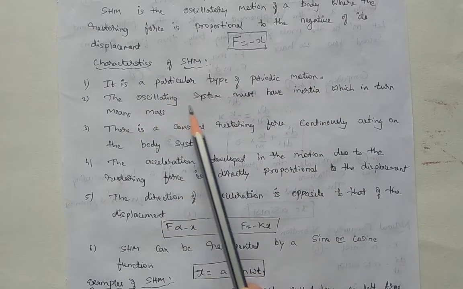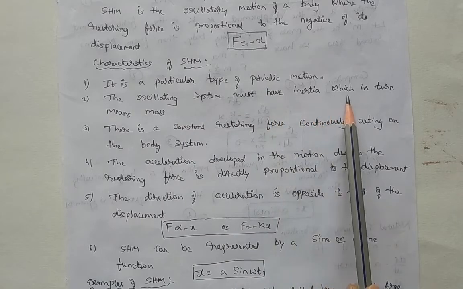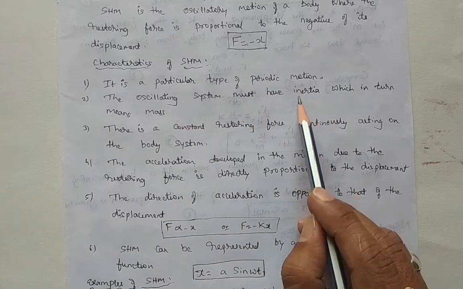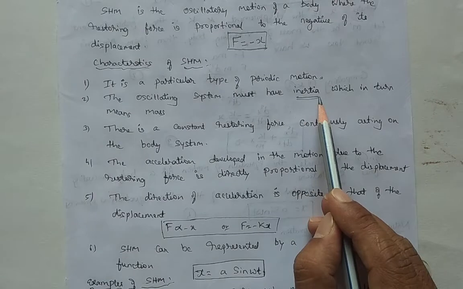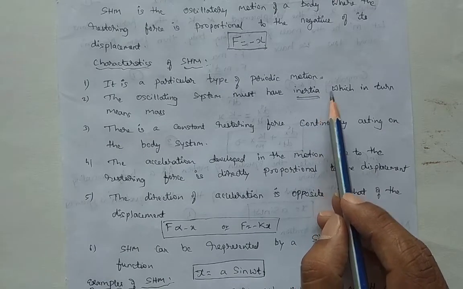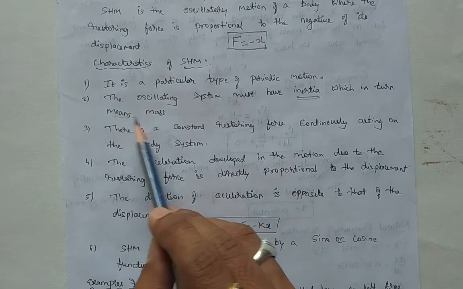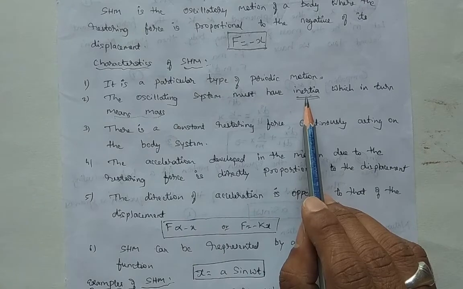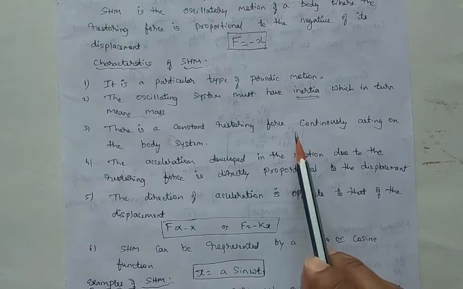Second is, the oscillating system must have inertia. This is very important. Inertia comes into existence whenever there is a body of mass m. Therefore, whenever a body is oscillating, inertia will be there.